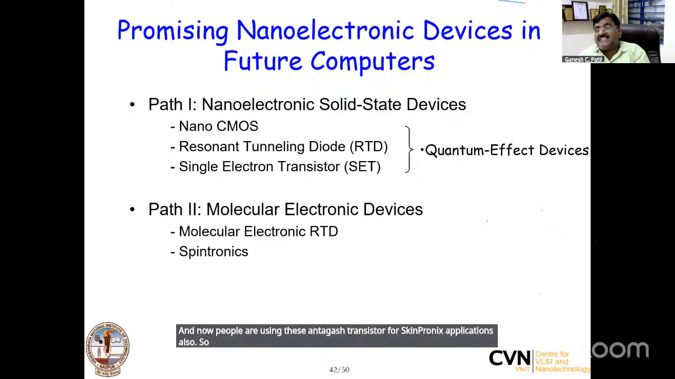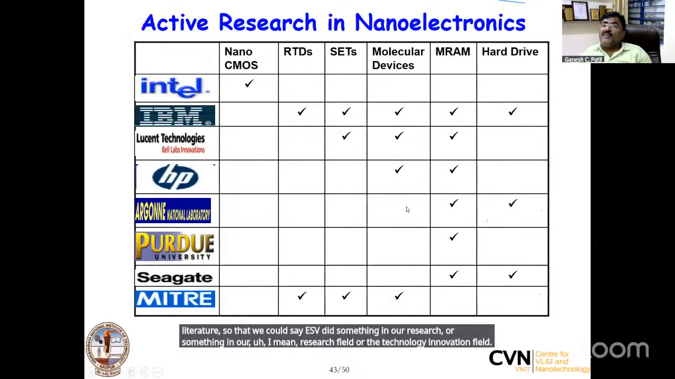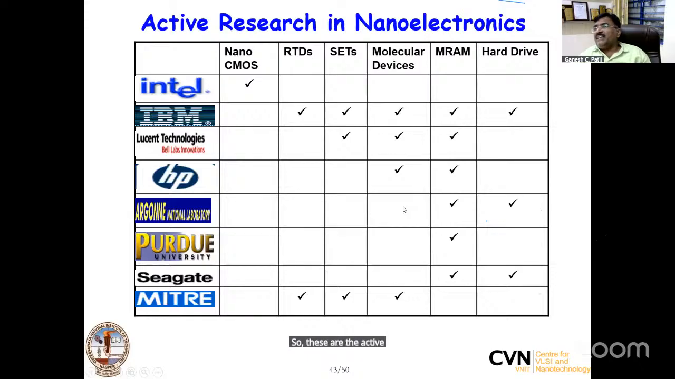So like this, our name should come up in the books or literature, so that we could say yes, we did something in our research field or the technology innovation field. So these are the active research areas in nanoelectronics.